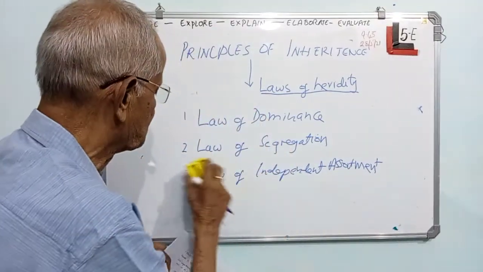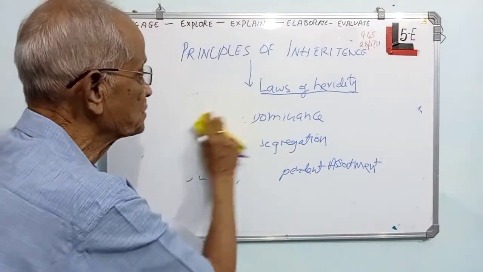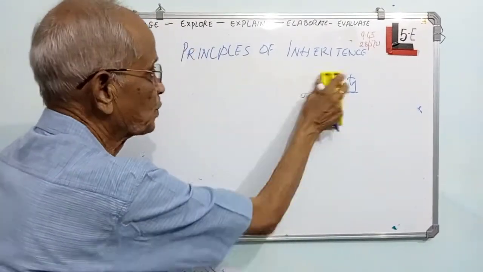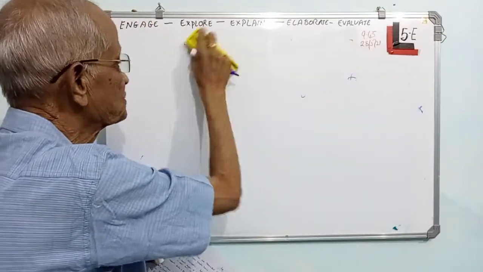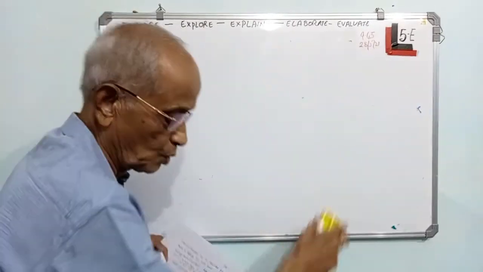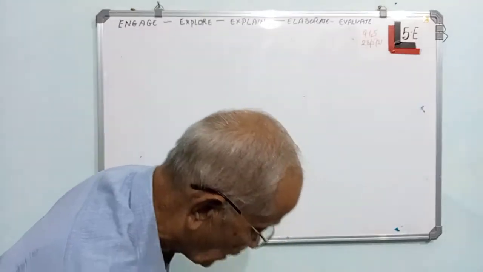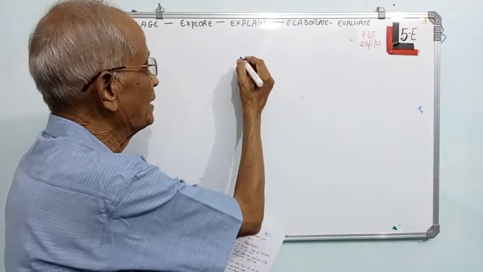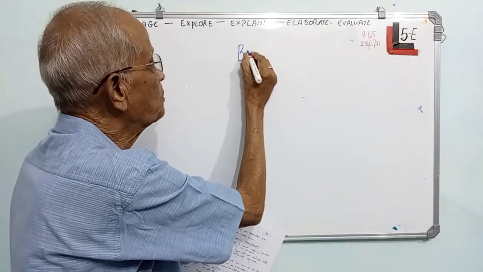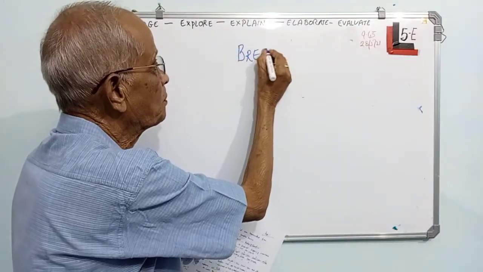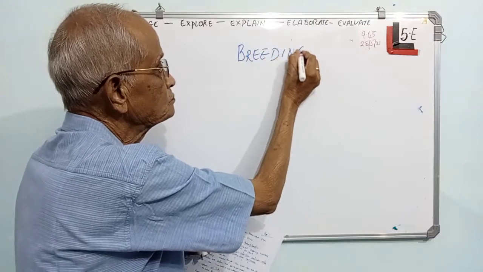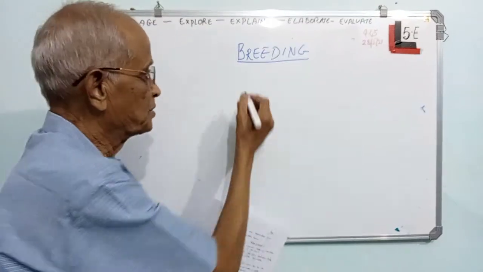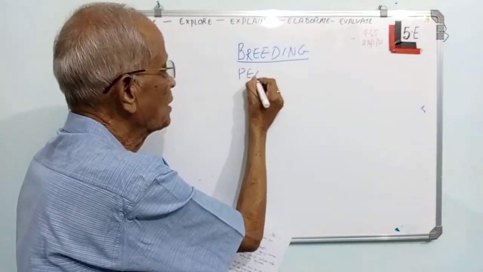I will not take much time, because you can study these things in your own textbooks. If textbooks are not available, I think the best source would be the internet. If you go to the internet, you will be able to do a lot of work. Now let us see what Mendel did. So Mendel was doing what are called breeding experiments. What does it mean? That means he used to cultivate the plants, especially pea plants.